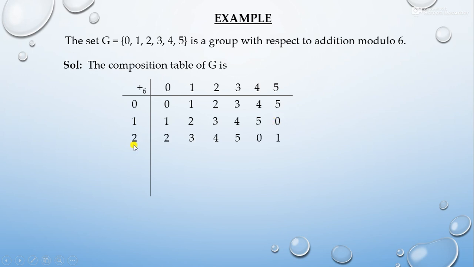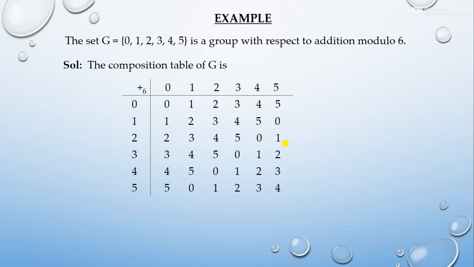Now the second one, 2 plus 0 is 2, 2 plus 1 is 3, 2 plus 2 is 4, 2 plus 3 is 5. But 2 plus 4 is 6, and 6 is equal to 6, so here we do not write 6, we write the remainder. When we divide 6 by 6, the remainder is 0, so we write 0 here. Now 2 plus 5 is 7, which is greater than 6, so we divide 7 by 6 and get the remainder 1. So we write 1 here. Like that you have to make your composite table.